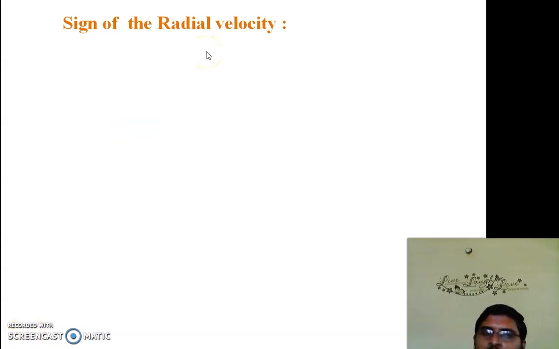Next, finding the sign of the radial velocity of the target. That means whether the target is approaching the radar or receding from the radar. That means the Doppler frequency shift is plus or minus. So how to find that? The sign of the Doppler frequency shift, or the sign of the radial velocity of the target.